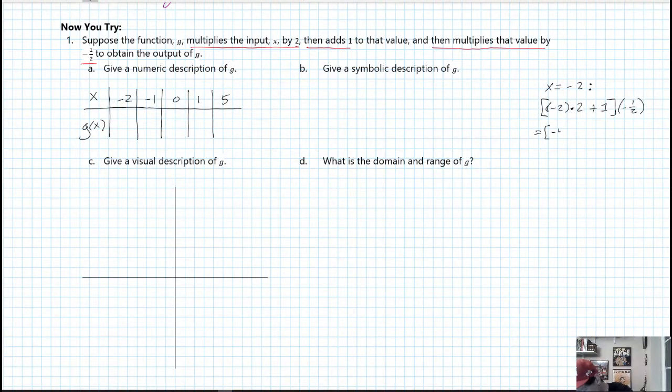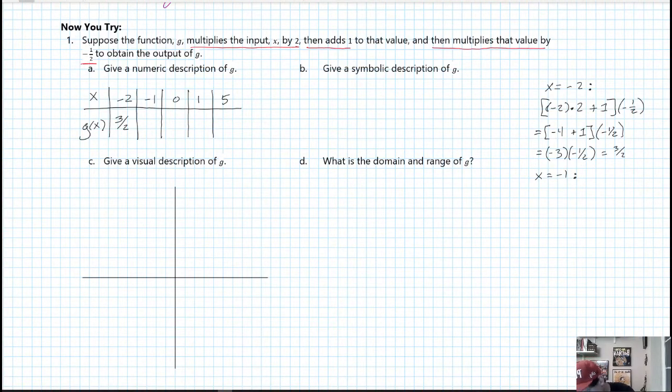-2 times 2 is -4. And we need to add 1 to that still, and then multiply that by -1/2. -4 plus 1 is -3. Multiply that by -1/2 to get a +3/2. Okay, fractions.